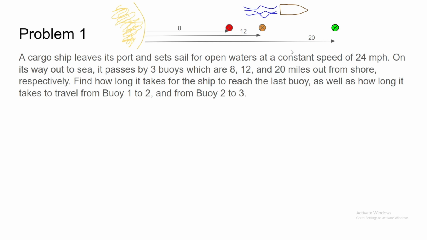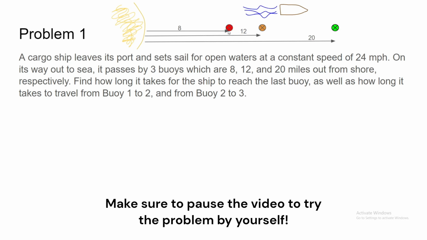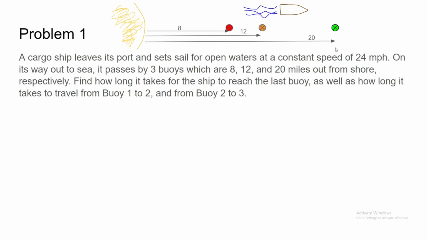So if you look up here, I have a pretty rough drawing of the problem. So this red buoy is going to be buoy 1, orange will be buoy 2, and the green will be buoy 3. So the first thing I want to do is write down our equation. Distance is equal to rate times time. That's the equation I'm going to be using to solve this.